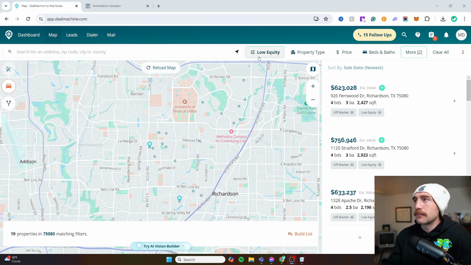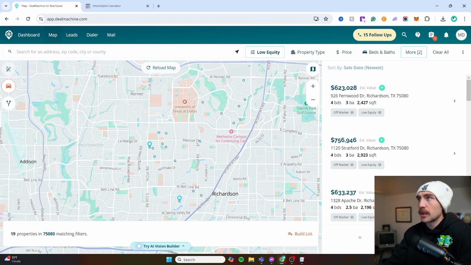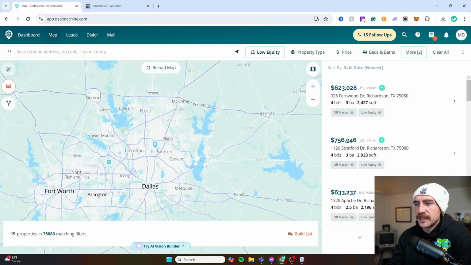So we filtered by properties that are low equity. We want properties that are low equity. We went to more. We filtered by properties with less than a 3% mortgage. And then we also found properties that have a second mortgage on them, just so I could show you. And here we are in Dallas, Texas.